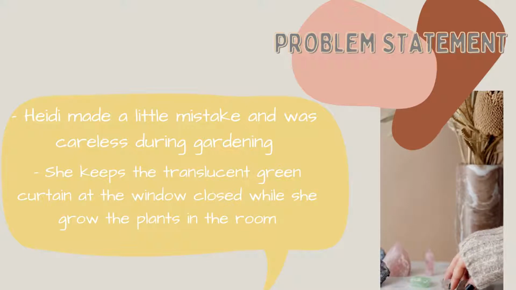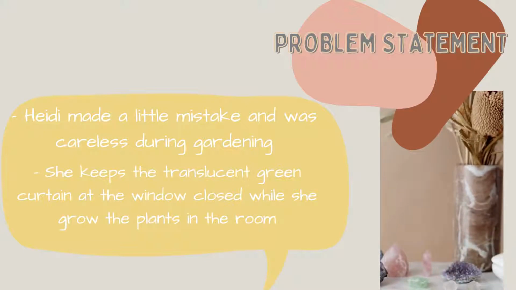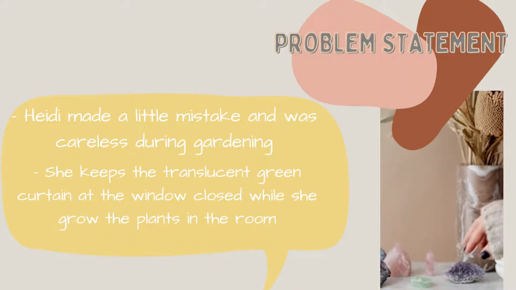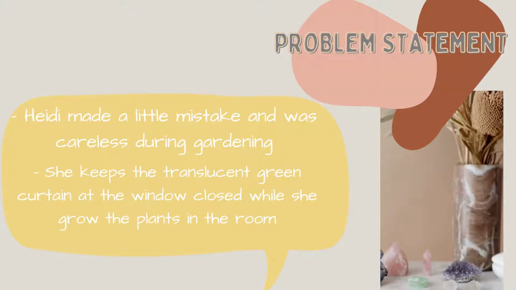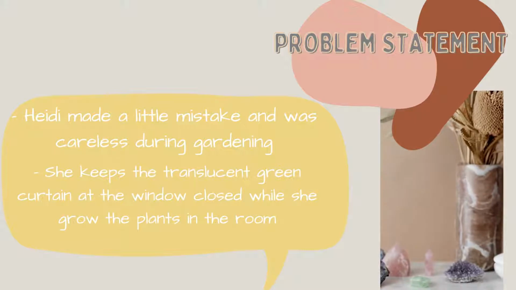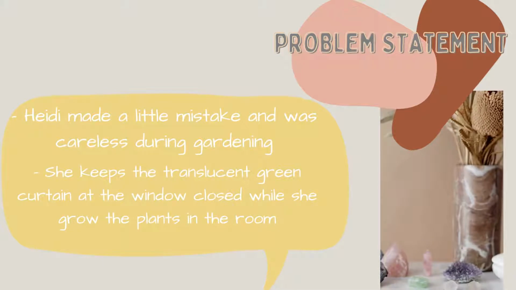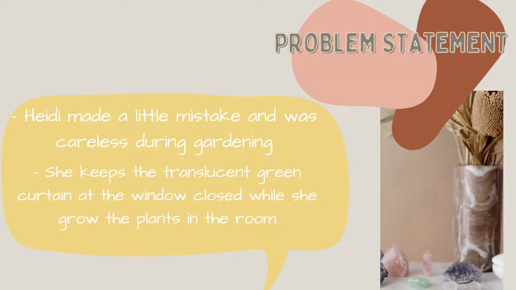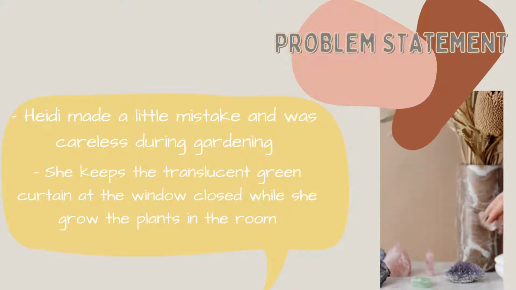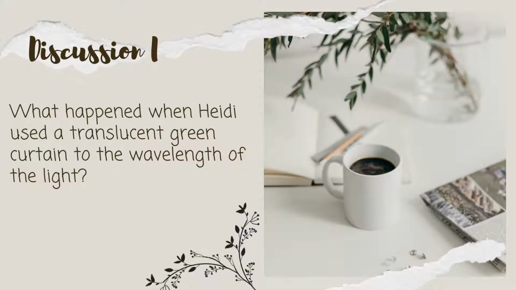However, we can see that Heidi made a little mistake and was careless during gardening. She keeps the translucent green curtain at the window closed while she grows the plants in the room. She makes a little problem that causes a big problem to the plants that she plants. The purpose of this topic is to find and discuss the problem that Heidi causes during gardening.